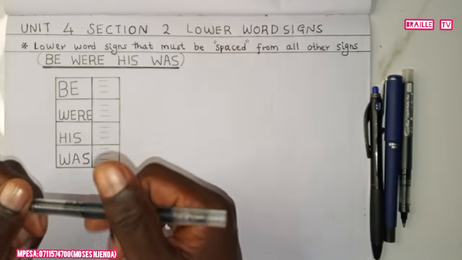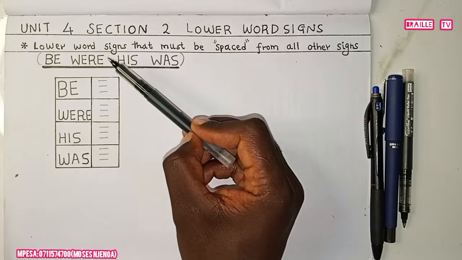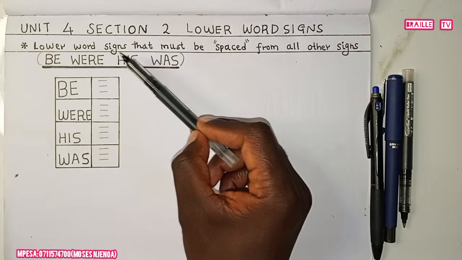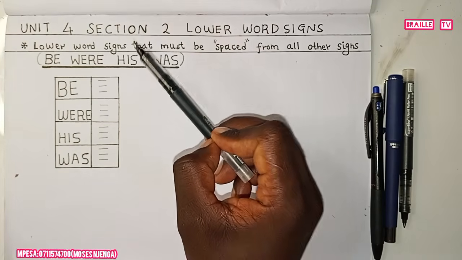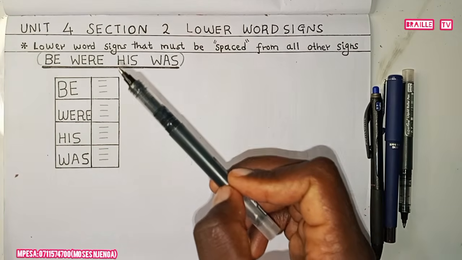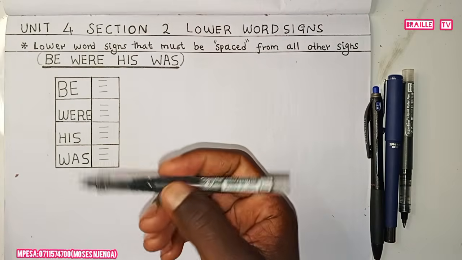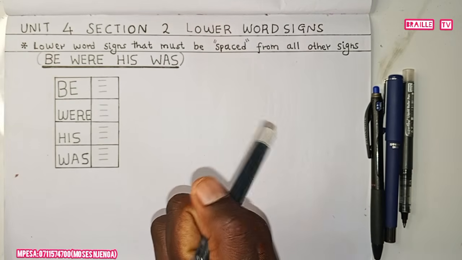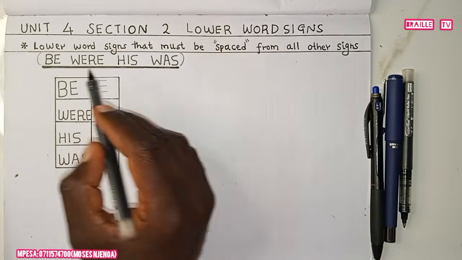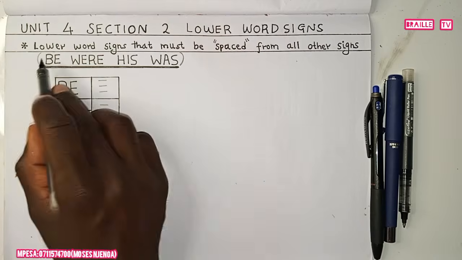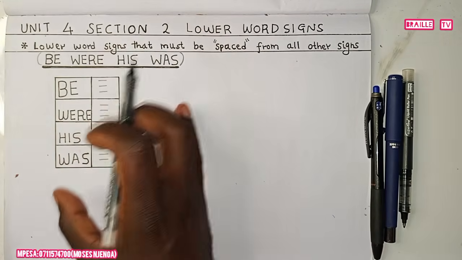Good. Now there are 4 of them. That is be, were, his, was. Now these are the group signs. These are the word signs that must be written spaced from all other signs, including the punctuation. Listen to me very carefully, teachers. There's something I'm going to explain here, and it's going to help you. So we have 4 lower word signs. These are word signs, whereby they represent a whole word. That's why we are calling them word signs.